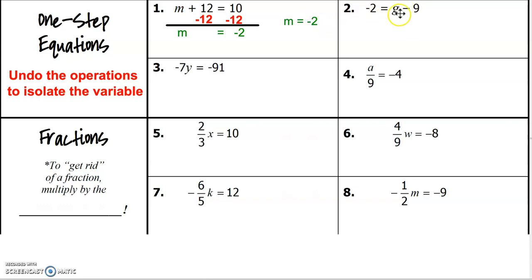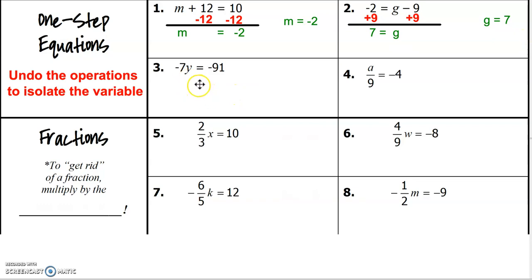In this equation, we see that we're subtracting 9 from g. In order to undo that operation, we need to add 9 to both sides. So -2 plus 9 is 7, and -9 plus 9 cancels out, and we're left with our variable. We can use the symmetric property to rewrite our answer to say g equals 7.